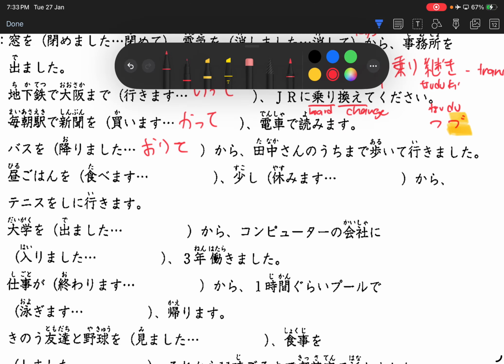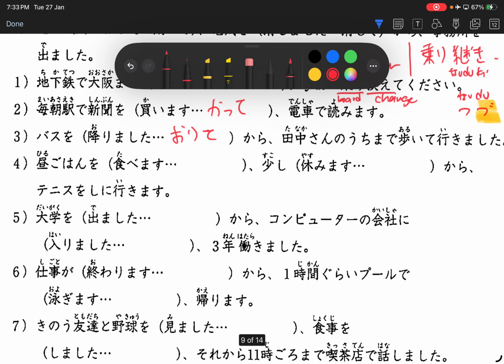Okay? Next one, number 4. 昼ご飯. Very good. So, 休んでから. Right? 休みます is a group 1. We change to 休んで. Right? 食べます is a group 2. So, we just change to 食べて. So, 食べて少し休んでからテニスをしに行きます. Right? They don't see like して行きます. They purposely use しに行きます. So, what is the difference between して行きます and しに行きます?